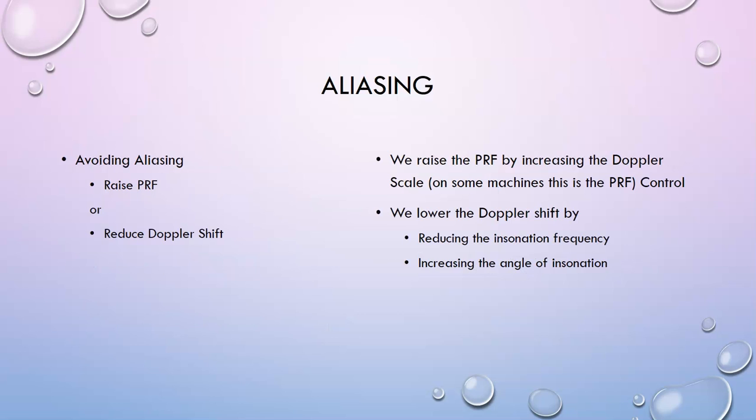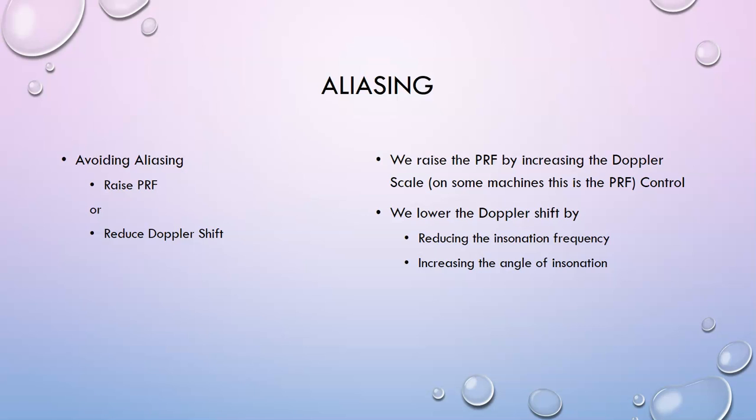So we have to learn to avoid aliasing. And we can do this two different ways. We can increase our pulse repetition frequency. We can take more samples of our Doppler shift, or we can reduce the frequency of the Doppler shift. Okay, so we can raise the PRF by increasing the Doppler scale, and that's called the scale. On other machines, it's called the PRF, which actually makes more sense. We can adjust that control.